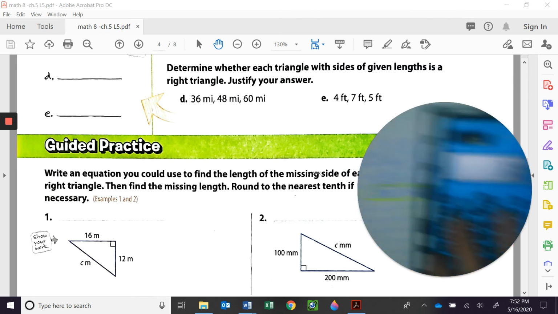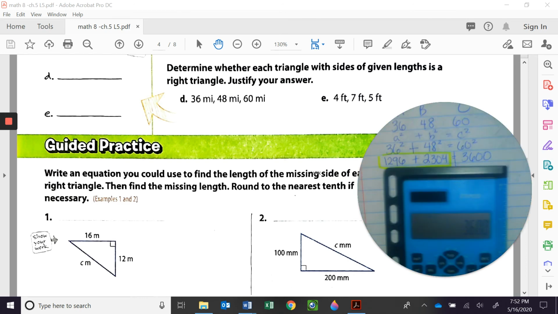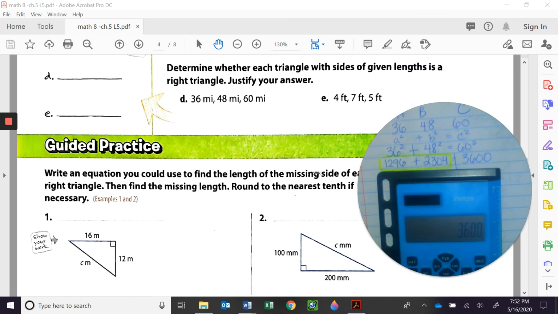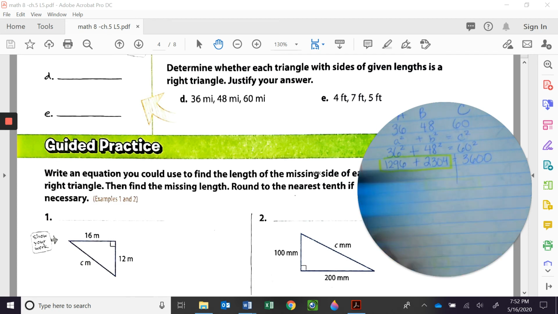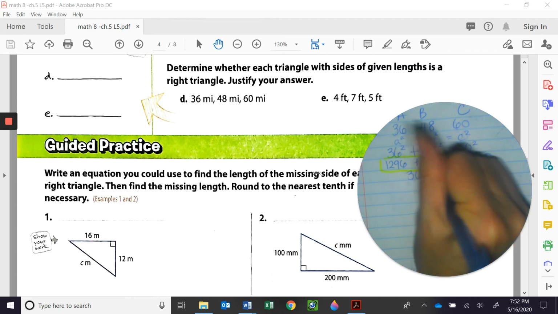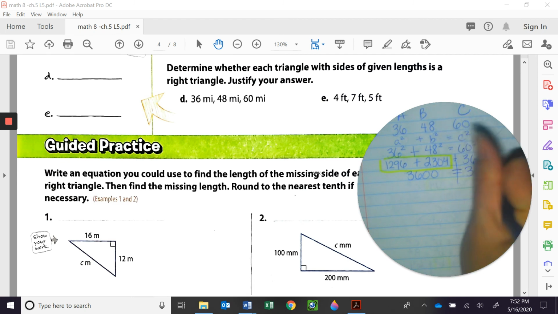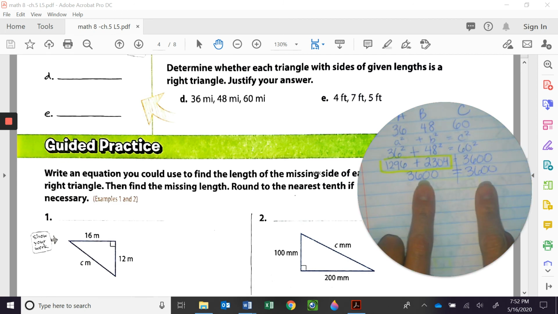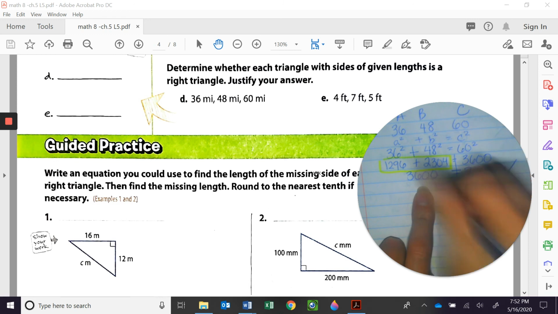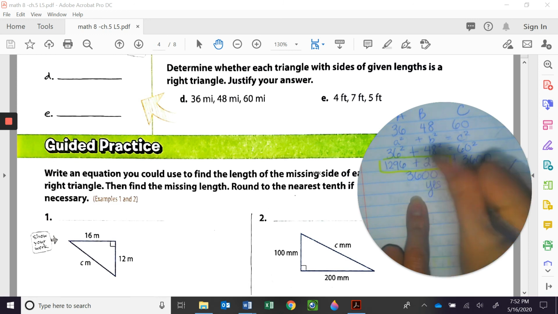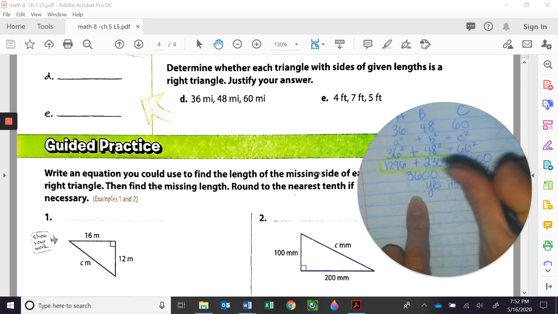So what do we have? 1296 plus 2304 equals 3600. So this equals 3600. This is already 3600. So is this a true statement? Yes, it is. So we would write, yes, it's a right triangle.